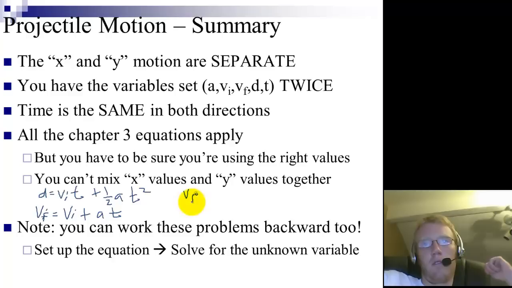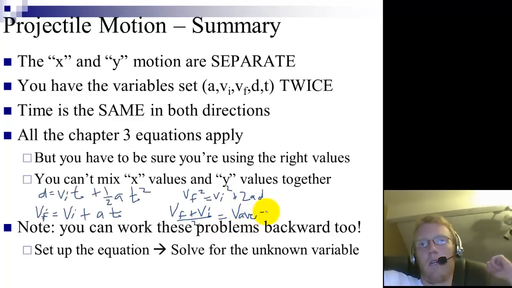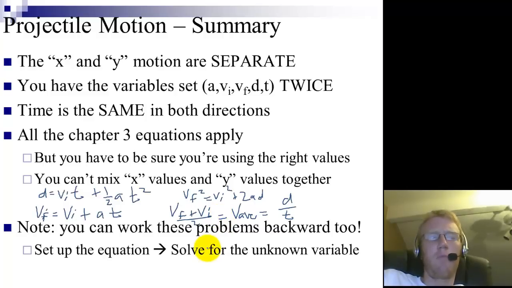How about V final squared equals V initial squared plus 2ad? That's a good one. And you can always do V final plus V initial divided by 2 equals V average, which is also equal to distance over time. I think that's all of them. If anything seems missing, of course, let me know. But if you can realize that it's missing, then you probably already have it memorized, so you don't need to.